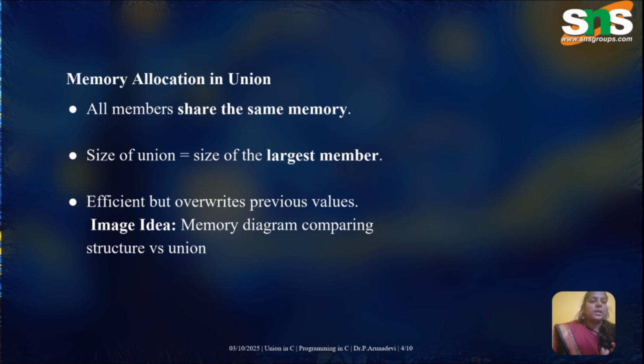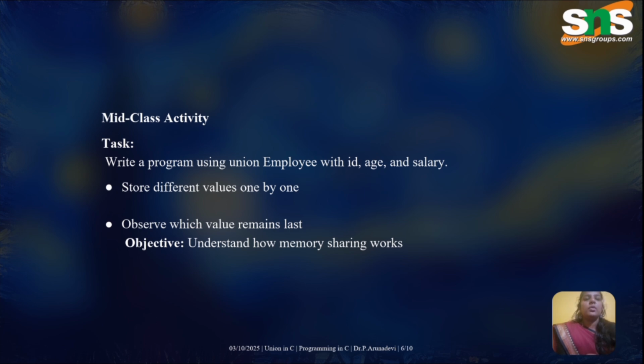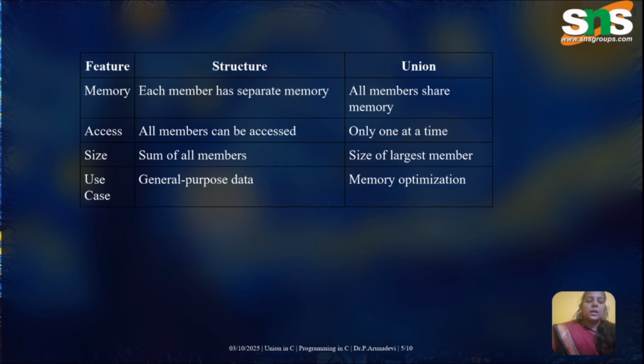Image: memory diagram comparing structures versus unions. So the compiler wants to guarantee every member fits without overflow and without shifting the base address. So it allocates memory equal to the maximum size. What about alignment? Some systems require int aligned at 4 bytes, double aligned at 8 bytes. If your union has a double, the union size may become 8 bytes, not 4, right?